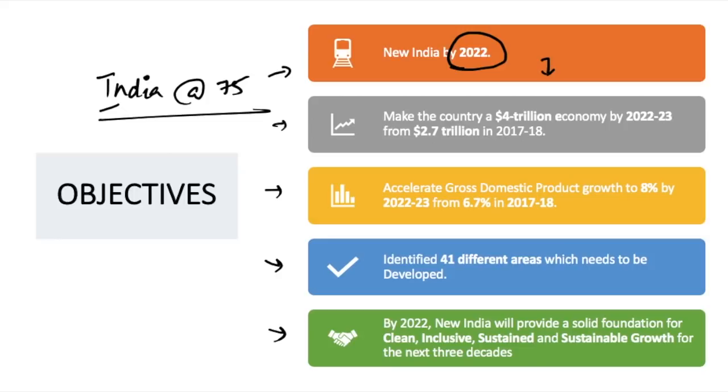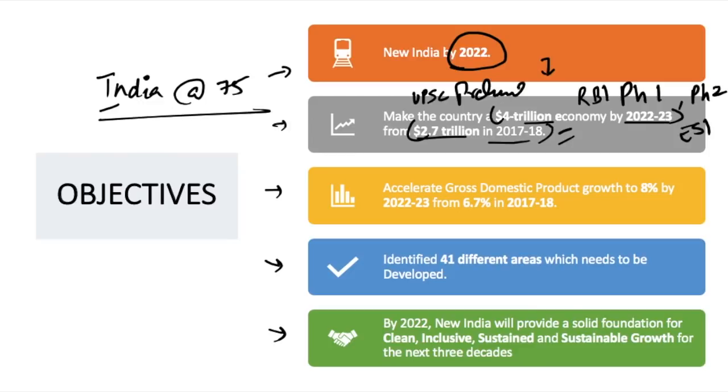Number two, make the country a 4 trillion economy by 2022-23 from a 2.7 trillion economy in 2017-18. Now, this number is important from examination point of view. It can be asked in RBI Phase 1 as well as in Phase 2 ESI section. It is also important from UPSC prelims point of view. It can be asked in the examination.